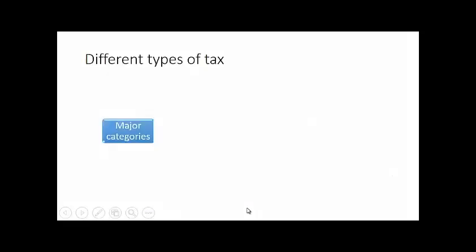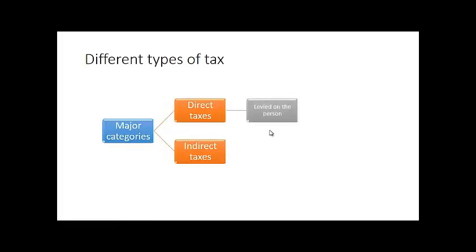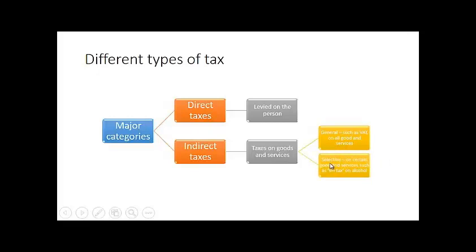So let's look at different types of tax. The major categories are direct taxes and indirect taxes. Direct taxes are levied on a person, for example, income tax, while indirect taxes are levied on goods and services. We get general indirect taxes, such as VAT, which are levied on all goods and services. And then we get selective indirect taxes, which are only levied on certain goods and services, for example, the sin tax on alcohol.